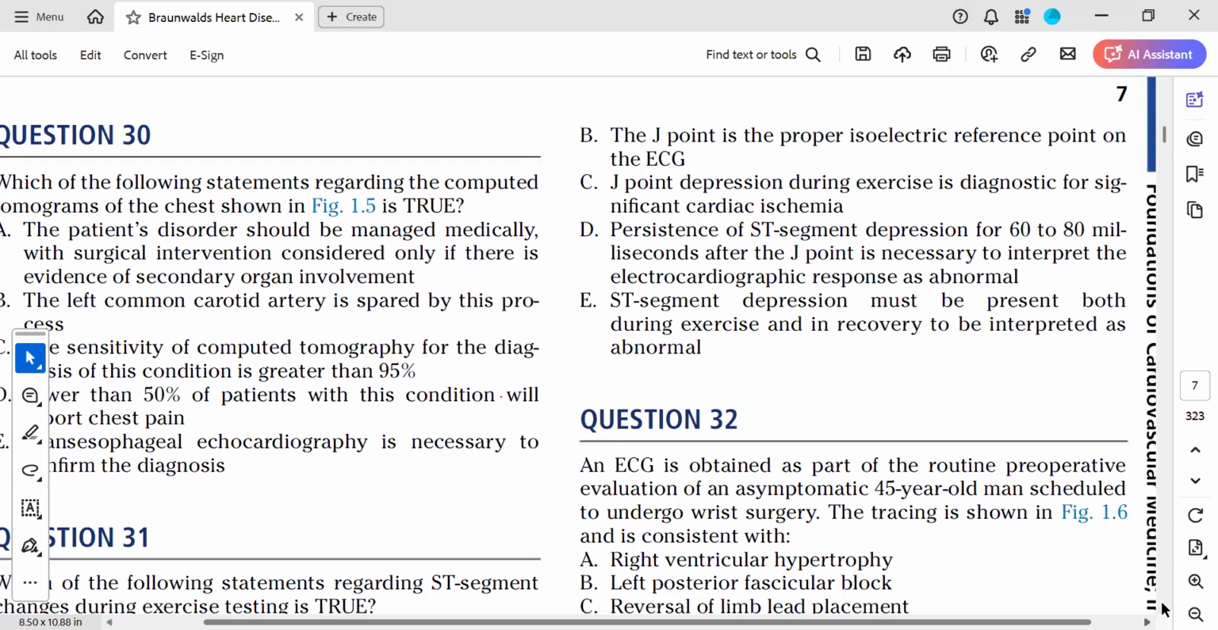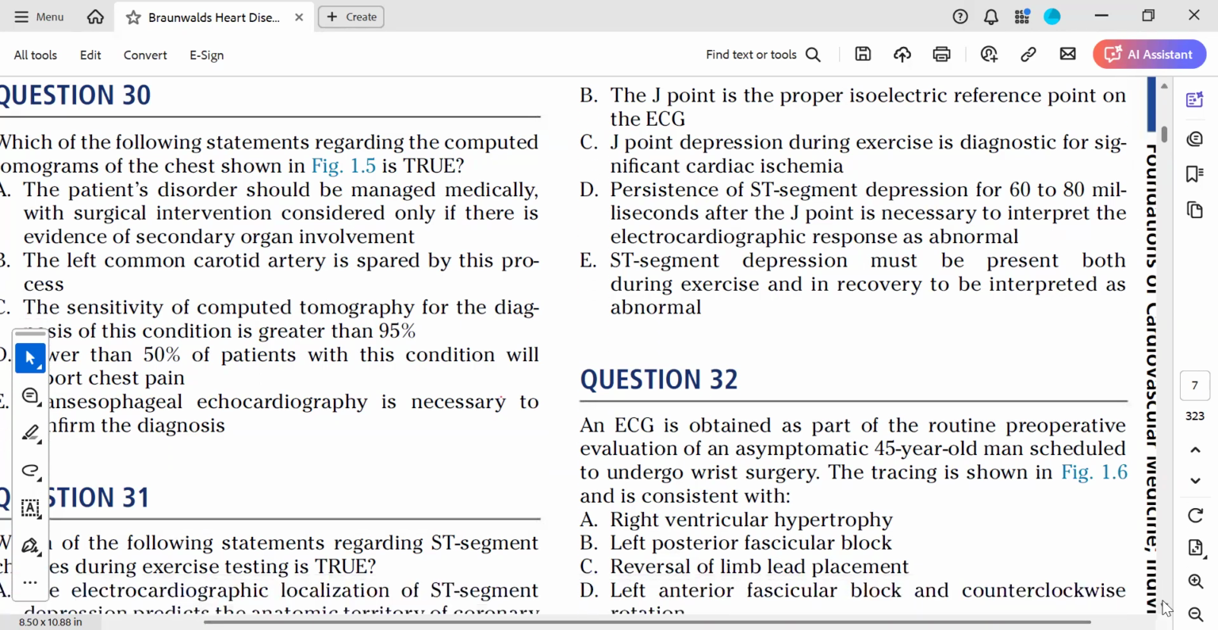I don't know whether we have any contribution or further explanation on what we just presented. Just to mention that the localization on ST on stress test seems to be a recurrent question. We had a similar question on day one, so we should pay attention to localization by ST depression or elevation on stress.